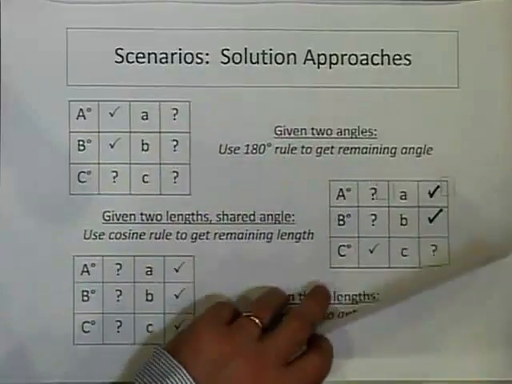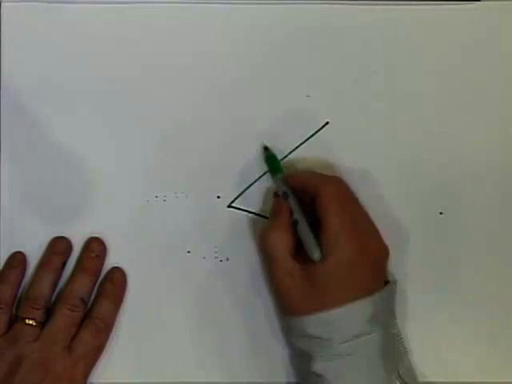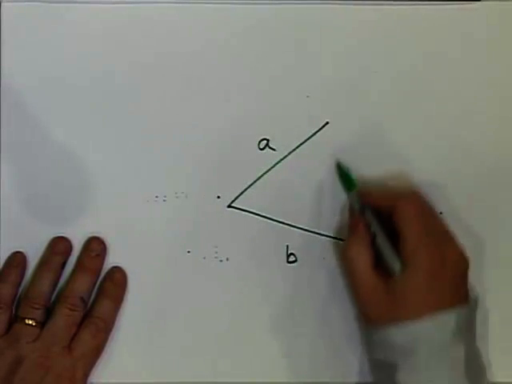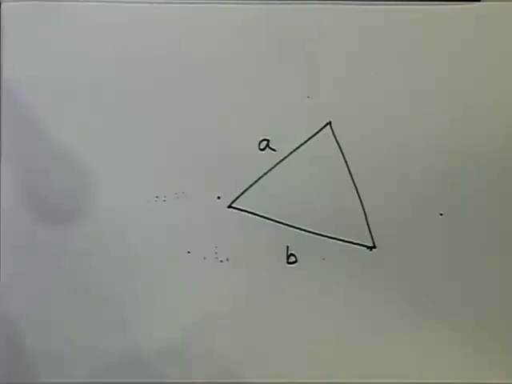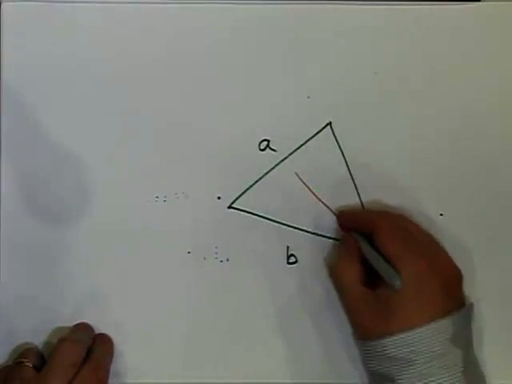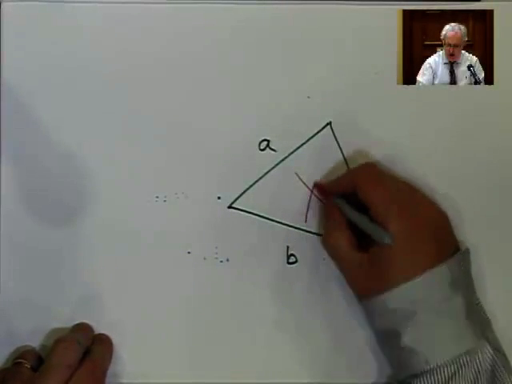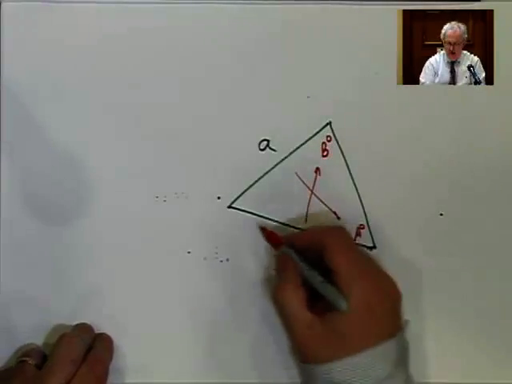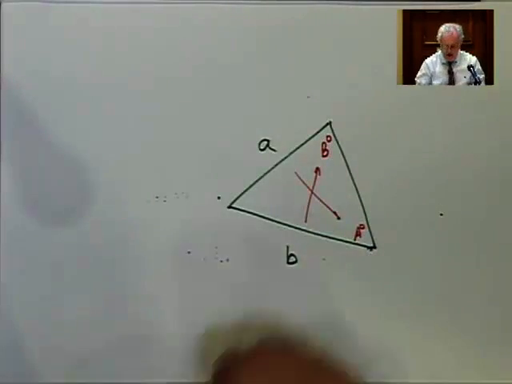What I mean by them sharing a length or sharing an angle is that if this is A and this is B, well then we know that that's going to be capital A, and we know that that's going to be capital B, so therefore this must be C.